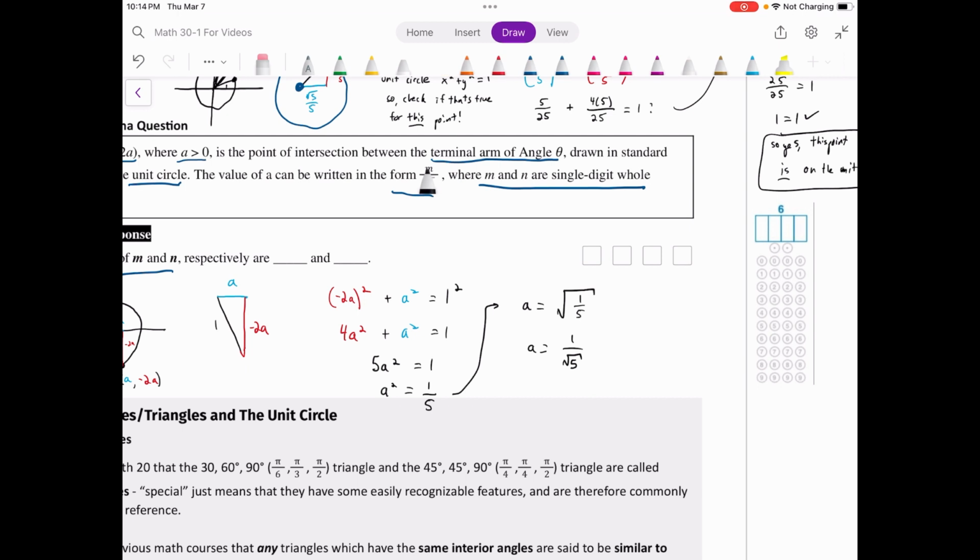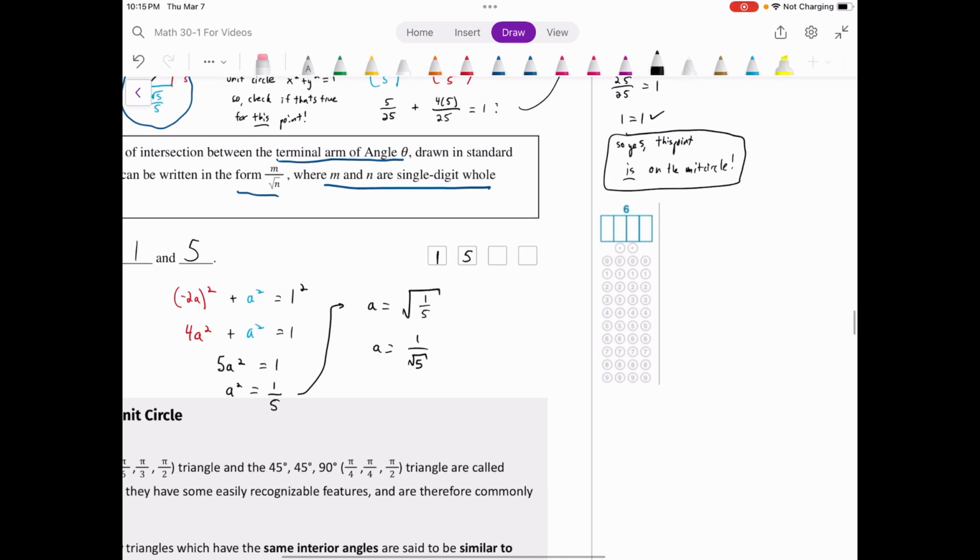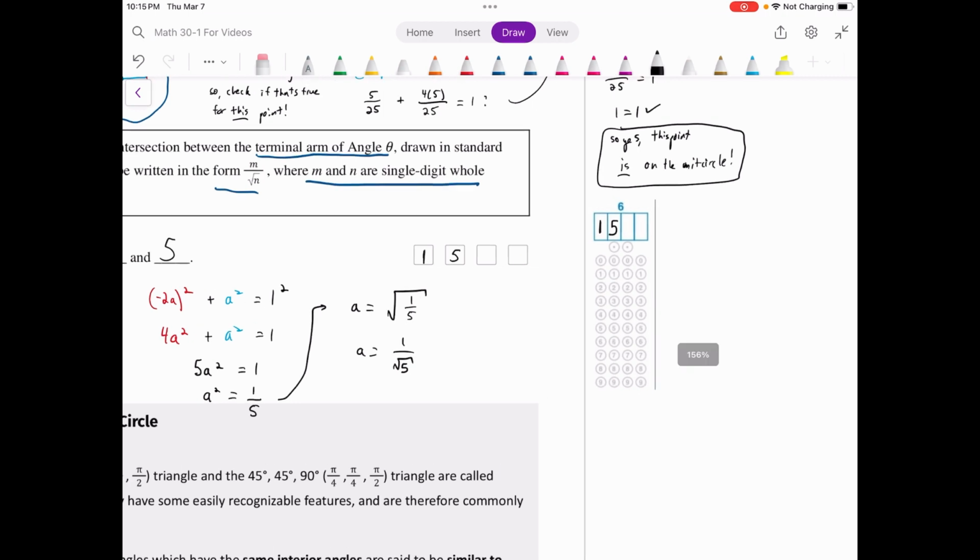Okay, so look, they told us that a could be written as m over root n. So they're asking us what m and n are when you write it that way. Well, now we can see m is just 1. N is just 5. So 1, 5. To record this as a numerical response, you would just start in the first box: 1, 5. Remember, always left justify, so always start in the first box. If you don't need other boxes, that's great, but you just use them up left to right until you don't need any more. So we would put on our Scantron 1, 5.